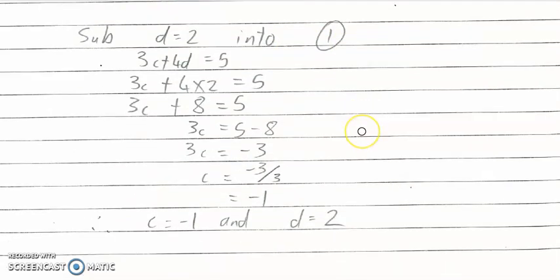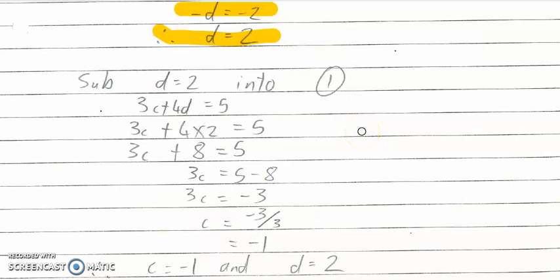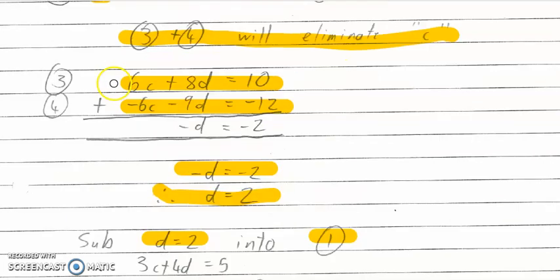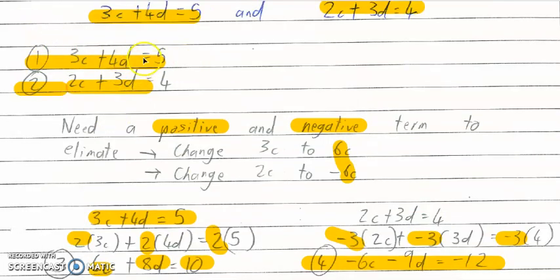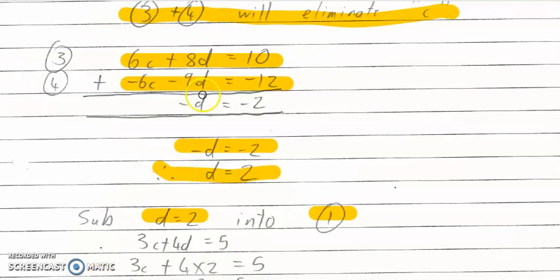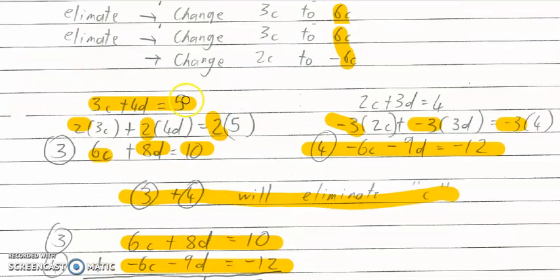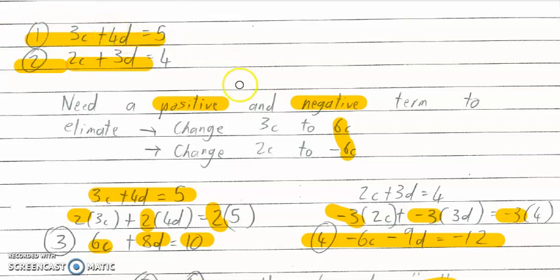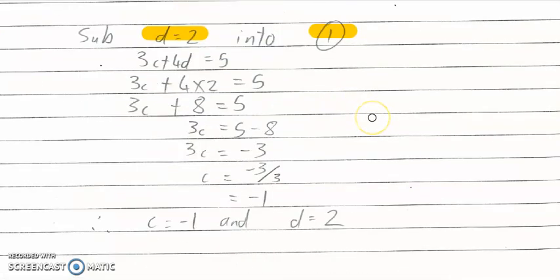I'm still not done, of course. I now need to find what c equals. So I'm going to substitute d equals 2 into equation 1. Why equation 1? Because it's the first equation. I could just as easily sub d equals 2 into equation 2, but I thought, look, let's go with equation 1. So, equation 1 looks like this. I am substituting d equals 2 into this equation.